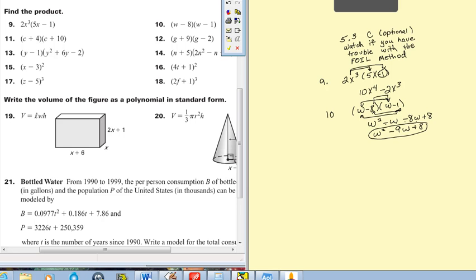A good way to check these is to take a random number, such as 2, and put the 2 back in here and get an answer, and then put the 2 in here and get an answer, and you should have the same answer in both of them.